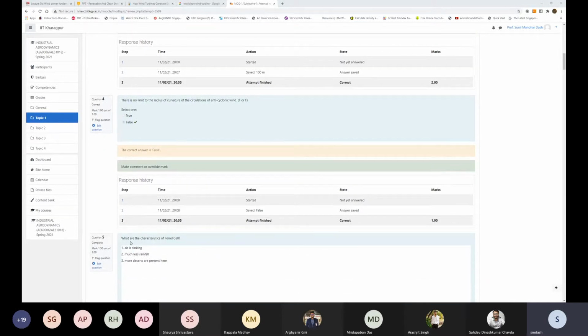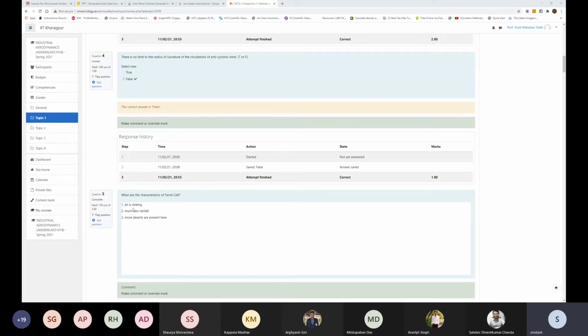Then the next question is, what are the characteristics of the Ferrel cell? Okay, so some of you have answered this question like whatever was there in the slide: sinking air, much less rainfall, deserts are present. One thing extra you should have added is the latitude angle where it is seen. Some of you have not mentioned that, few of you have mentioned. So between 30 to 60 degrees. So that's why I have deducted 0.5 mark on this.